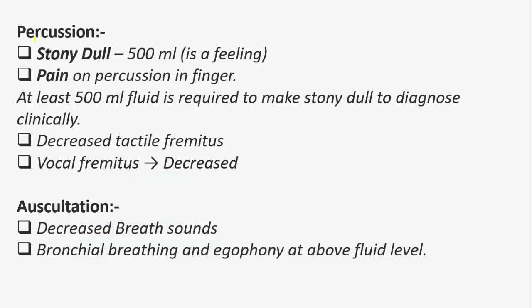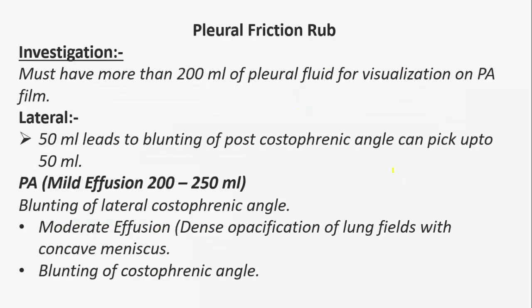If we do percussion, we see there is stony dullness, but to see stony dullness, at least 500 ml of fluid is required to diagnose it clinically, and there is pain on percussion with the finger. Tactile fremitus is decreased, vocal fremitus is also decreased. On auscultation, decreased breath sounds, bronchial breathing and egophony above the fluid level. There can be a pleural friction rub.